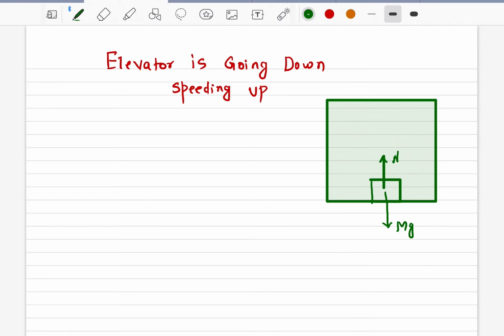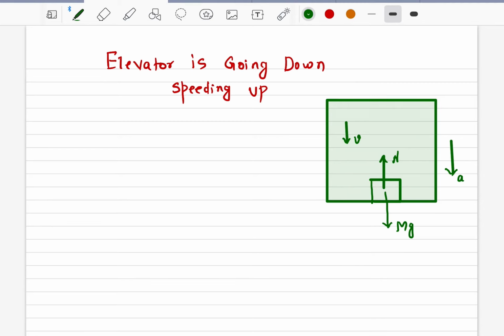Now I'm speeding up and going down. What does this mean? What is the direction of the acceleration? The direction of acceleration would be downward, because it is going downward and is speeding up. What is the direction of the velocity? The velocity would again be downward, since it's going down. And the acceleration is in the downward direction because in that direction, it is just speeding up.